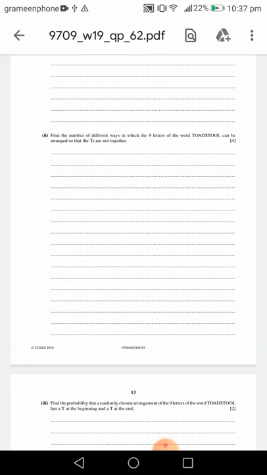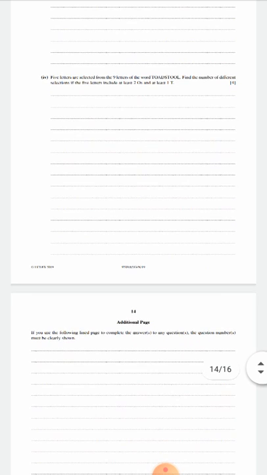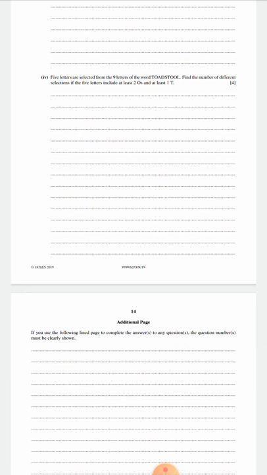Should we solve it because it's probability? Okay, let's go for it. No, I'm skipping question number 3. I'm going to question number 4.